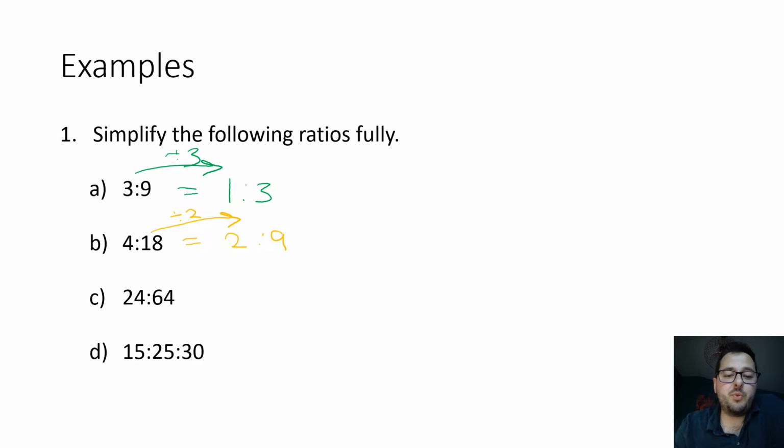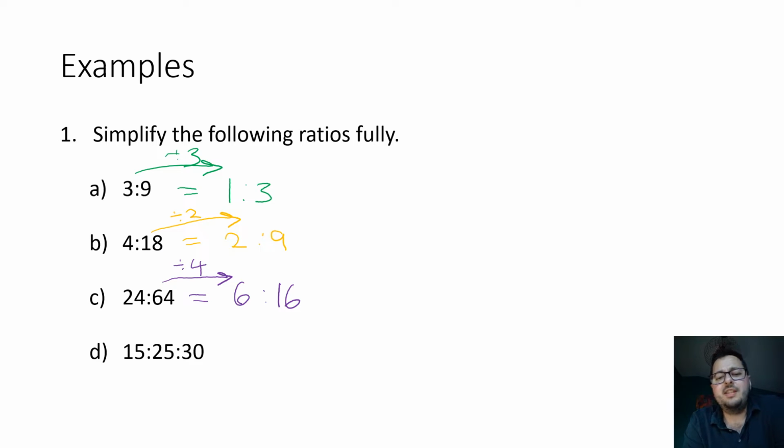All right, next one, we've got 24 to 64. Now let me show you that you can do it in separate steps. So let's say we look at this and we think, oh, I think that 4 goes into both of these. So I can definitely divide everything by 4. 24 divided by 4 is 6, and 64 divided by 4 is 16. So I've simplified it definitely by dividing it by 4.